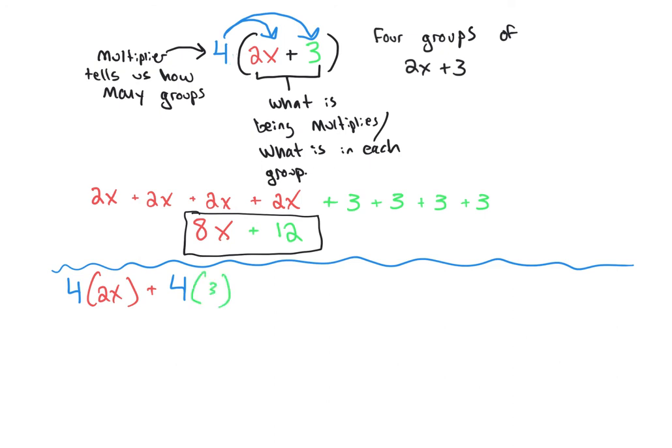And then we can do that multiplication. If I have 2x's 4 times, that all breaks down to 8x plus 4 times 3, which is 12. So again, there's our final answer of 8x plus 12.